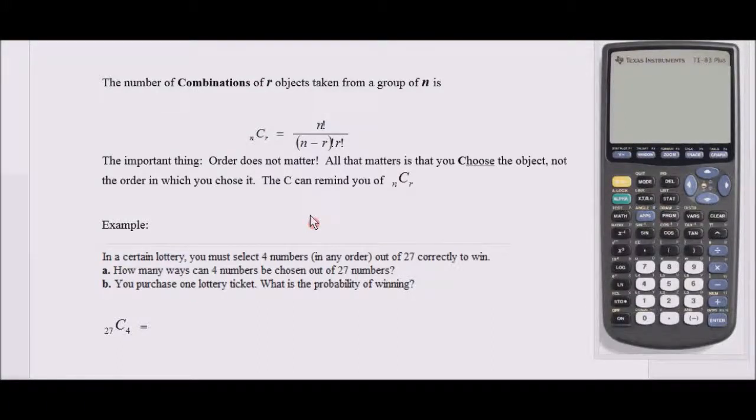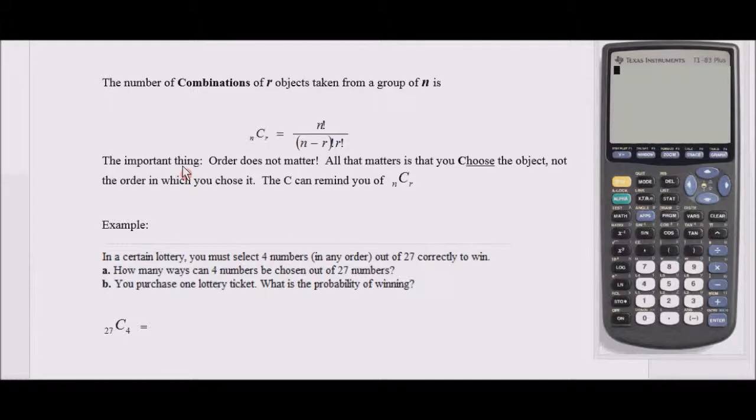Hey everyone, let's now look at the number of combinations of our objects taken from a group of n. It's nCr instead of nPr as we use for permutations. The formula is pretty similar, there's just an extra term in the denominator, but we're going to use the calculator anyway. It's important to know when to use nCr versus nPr.